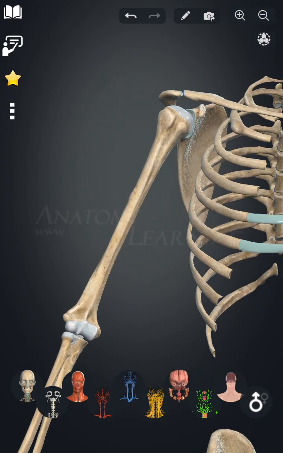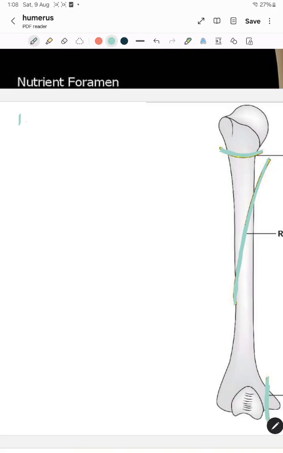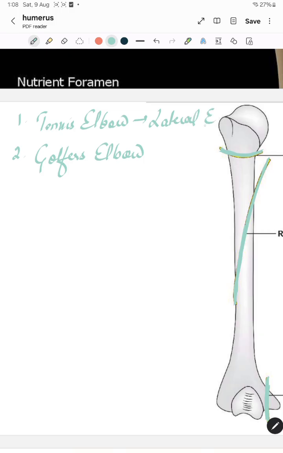So now coming to some clinical things. One is the tennis elbow, and one is the golfer's elbow. Tennis elbow is the inflammation of the lateral epicondyle, and golfer's elbow is the inflammation of the medial epicondyle region.